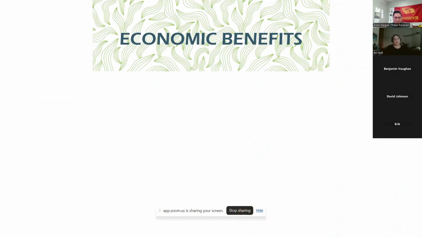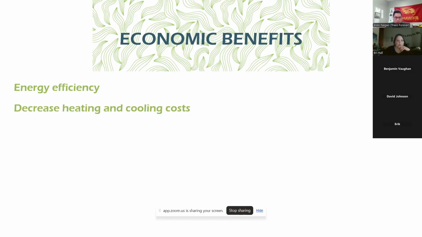First, we're going to go over the economic benefits that you can get from trees. Something that I always say, especially to community members, is you need to change your language when you speak about trees, depending on the audience. Economic benefits can be really helpful for homeowners like yourselves or cities, anyone you're speaking with. So it helps with energy efficiency, of course, which also leads into decreased heating and cooling costs.